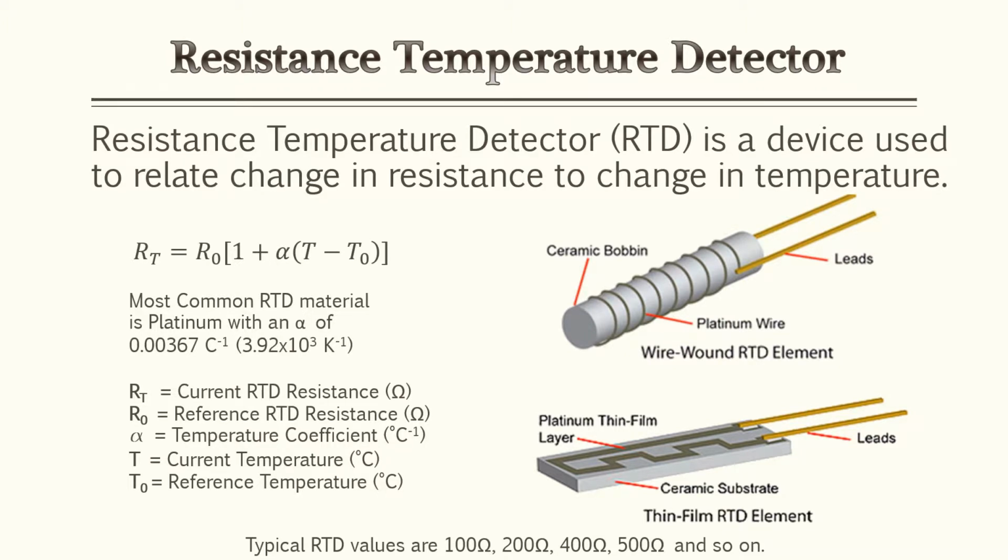Now we can start digging into the weeds. Now we can start going over specific transducers. The first one I want to go over is resistance temperature detectors, also known as RTDs. They're a device used to relate the change in resistance to the change in temperature. So when you have these components in an environment, anytime the temperature goes up and down, the resistance of the component goes up and down. And to calculate the resistance, we have an equation provided to the left.